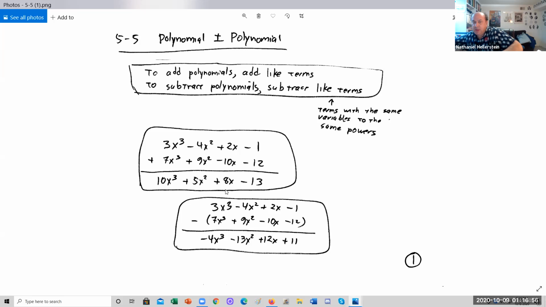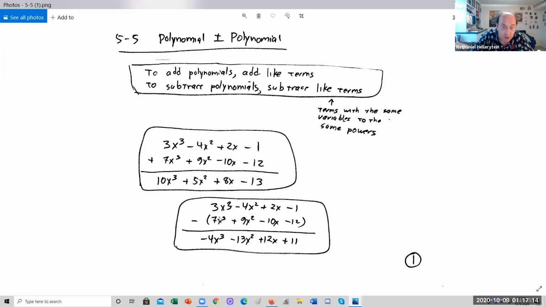Oh dear, I thought I corrected that. This should be a minus 8. Okay, minus 1 plus minus 12 is minus 13. So 10x cubed plus 5x squared minus 8x minus 13.